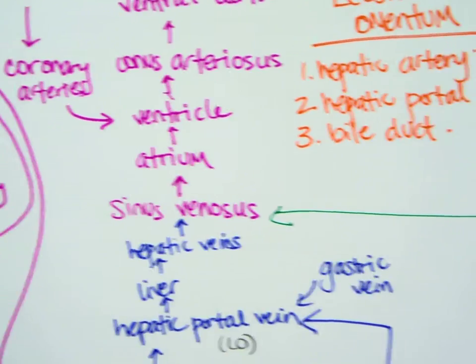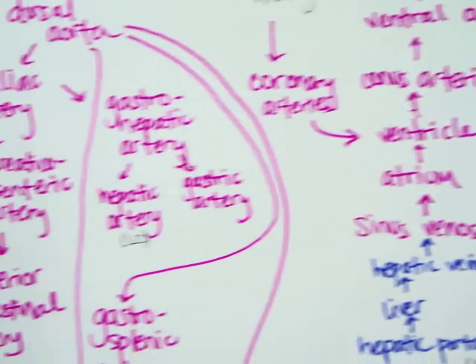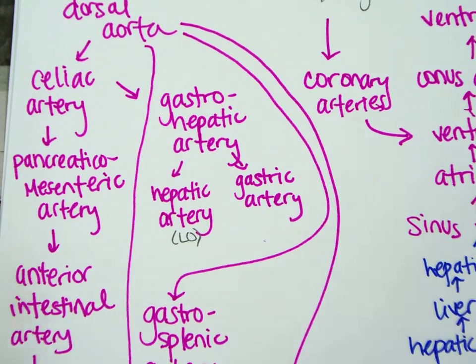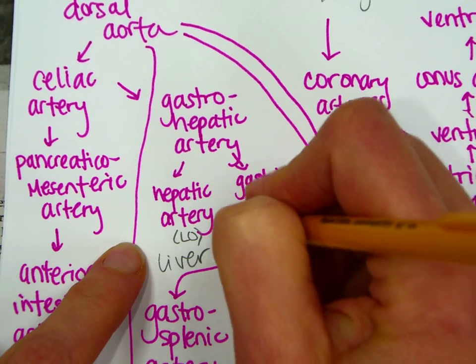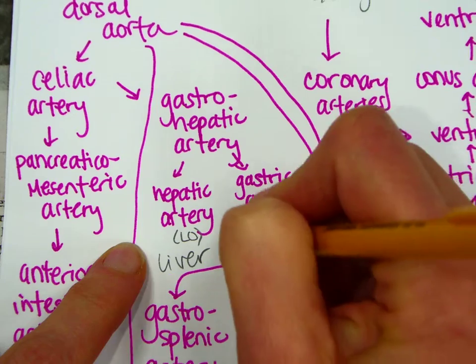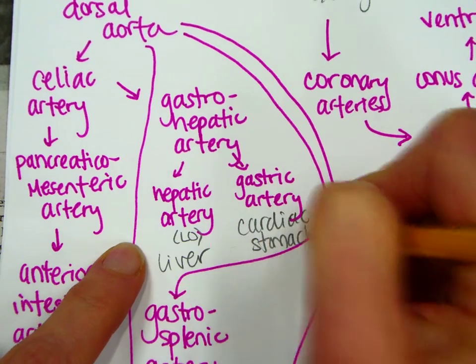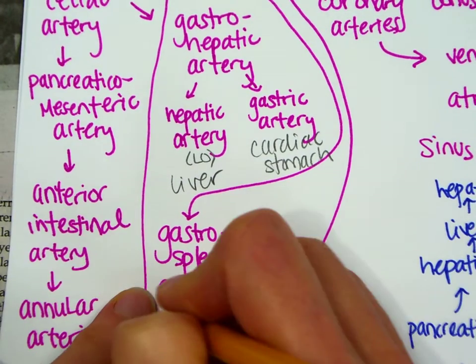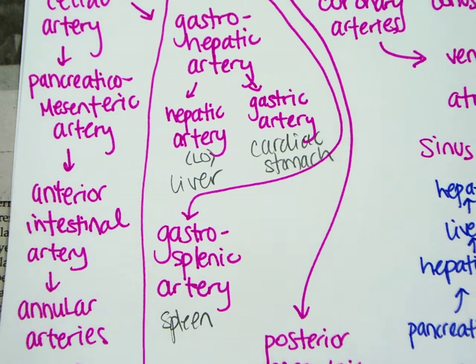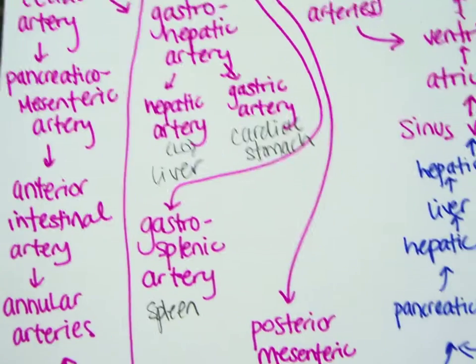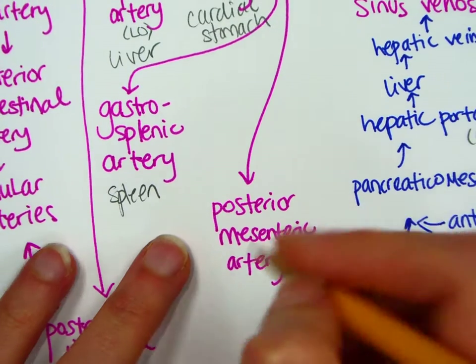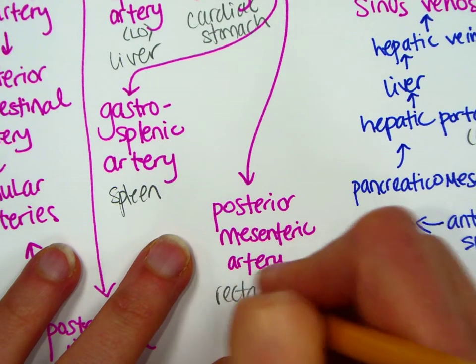I've actually just had an idea, so I am going to go back through this quickly and write all of the organs. So the hepatic artery goes to the liver, the gastric artery goes to the cardiac stomach, the gastrosplenic artery goes to the spleen. And again, for each of these digestive organs, or in the case of the spleen, like the central body organs, you will need to know each of their functions. The posterior mesenteric artery carries blood to the rectal gland.